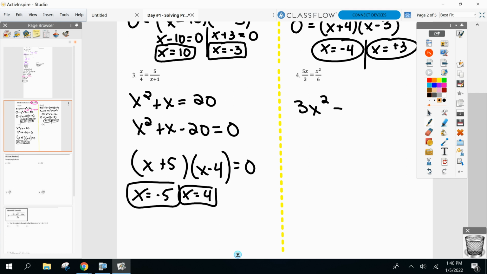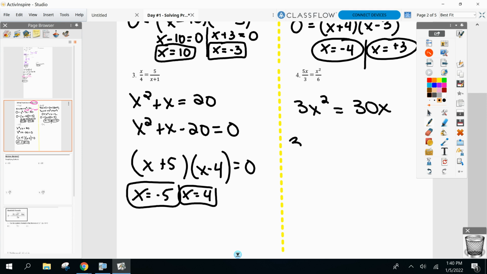3x squared equals 30x. Good job. Perfect. All right. Still, no square rooting here because I've got the x here with the x squared. So no square rooting like I did in problem 3, or problem 3 from the previous page. Still got to set it equal to 0. That rule never changes. I don't care what method of factoring you're using, you have to set it equal to 0. So let's move over the 30x.